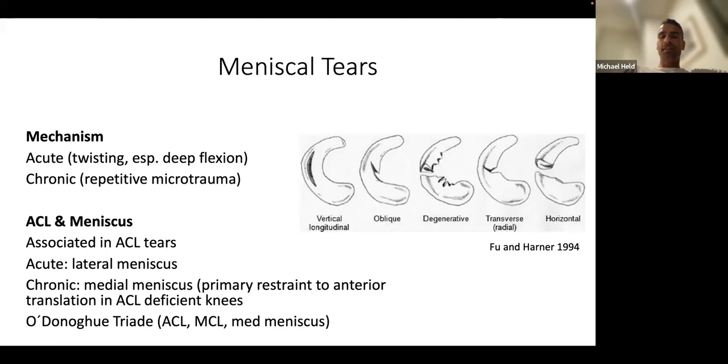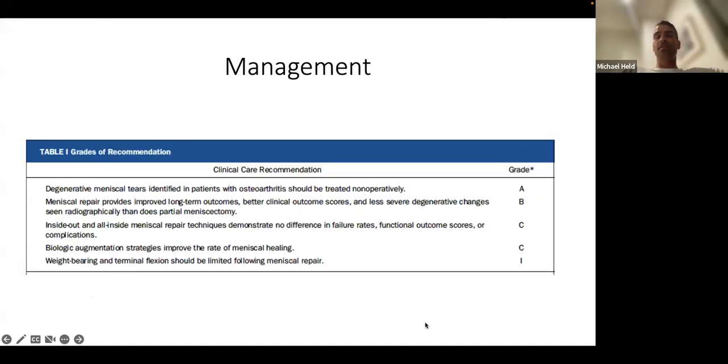And then the Donahue triad is the ACL, MCL, medial meniscus. It's just basically a historical term, which is nice to know, but I don't really see it. Everybody always talks about it, but I would say if you have an ACL tear and an MCL tear, you shouldn't just automatically say this most likely also has a medial meniscus tear. It's usually also the lateral meniscus that can be torn, because it could have been an acute injury.